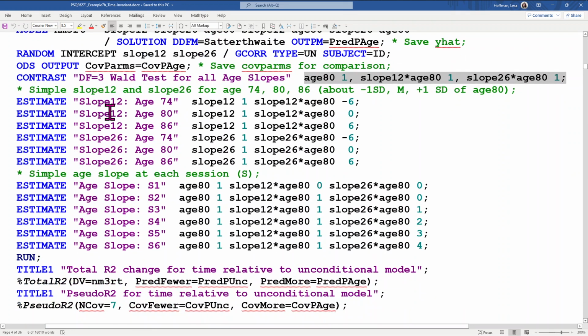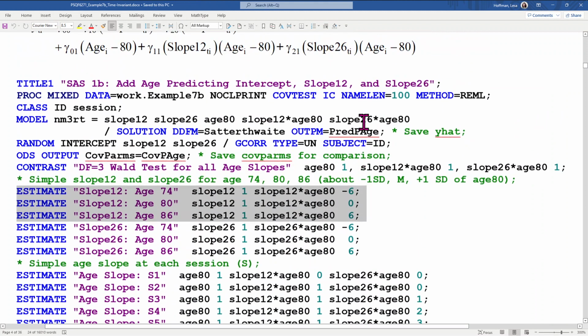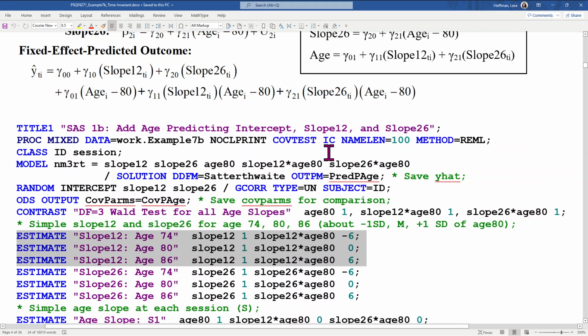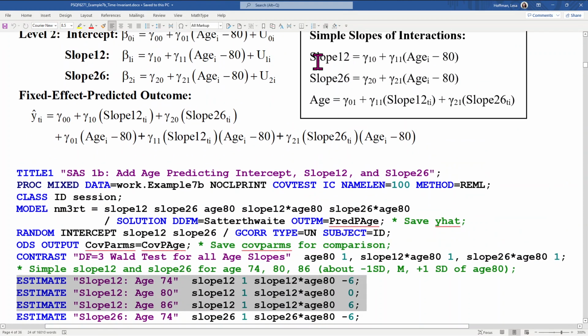I also have examples of how to request simple slopes. So slope 1, 2, for instance, I am requesting for prototypical values of age. Typically, people choose -1 standard deviation, the mean, and +1 standard deviation. So in these data, that's around 6. So I've requested slope 1, 2 for a 74-year-old, 80-year-old, and 86-year-old. So that statement that's highlighted here is the same.